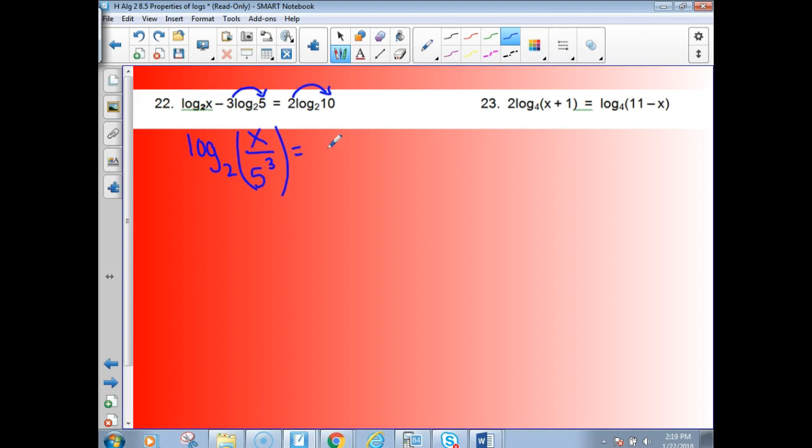And then on the right, I'm going to have the log in base 2 of 10 to the 2nd. All right, I can drop my logs because they match. So I have x over 125. I think I'll write in something darker. The blue really shows up better on that red background. And then 10 to the 2nd is 100. Now you just multiply by 125. And that's 12,500.